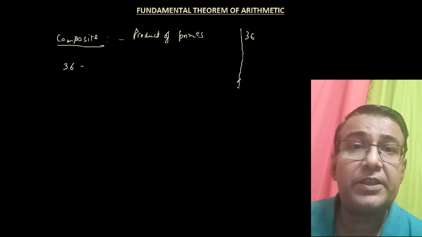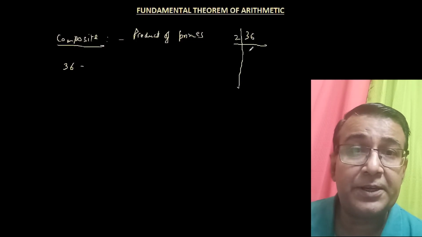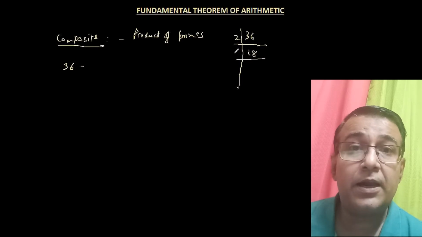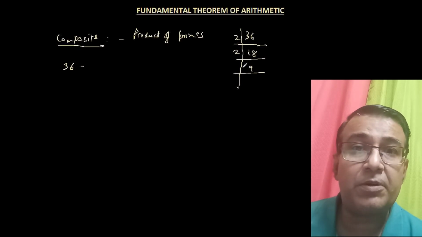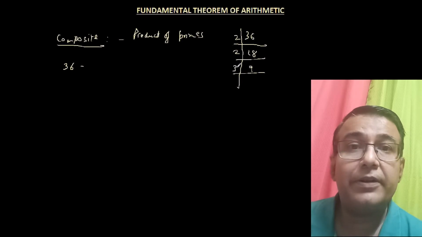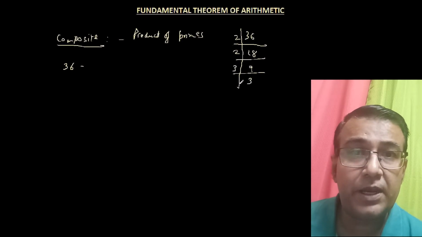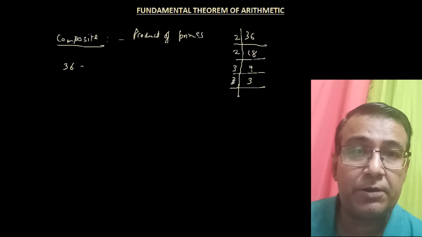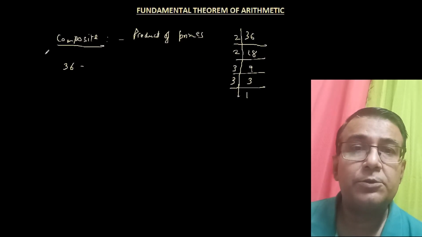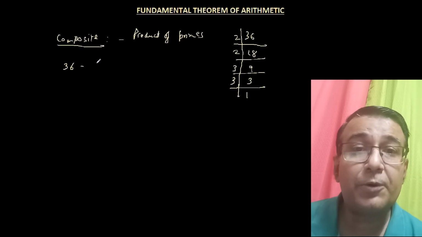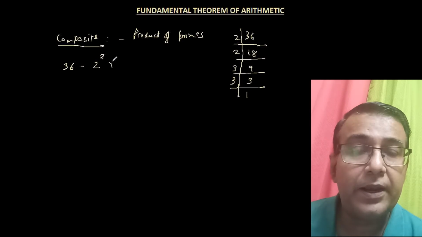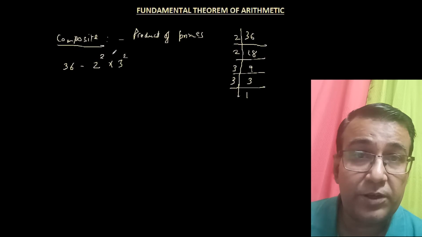So the lowest prime number that we have is 2, and 36 when divided by 2 gives us 18. 18 again can be divided by 2, and that gives us 9. Now 9 is not divisible by 2. So let us look at the next prime number after that, which is 3. Now 9 when divided by 3 gives us 3, and then 3 again can be divided by 3, which leaves us with 1. So whenever you are left with 1, that is the end of it, and then 36 can be written as a product of prime numbers, which is 2 square times 3 square, because we have got 2 2's here and we have got 2 3's.